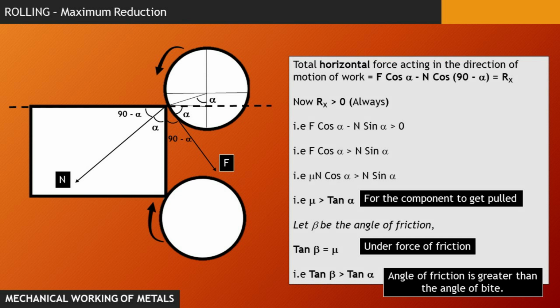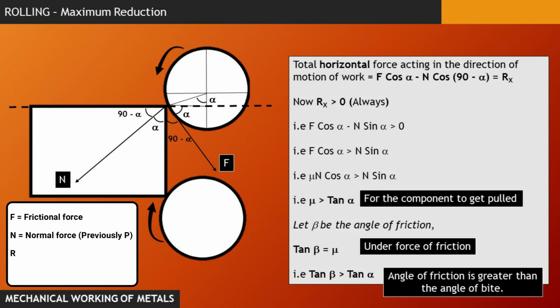Now here, the total horizontal force acting in the direction of motion of work would be given by F cos alpha minus N cos 90 minus alpha, that is equal to Rx. Now this Rx has to be greater than 0 always for the rolling process to occur. This N here is nothing but the normal force that we have previously taken as P, and this F is nothing but the frictional force.